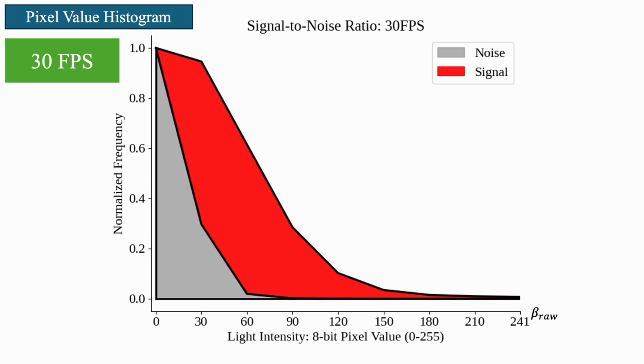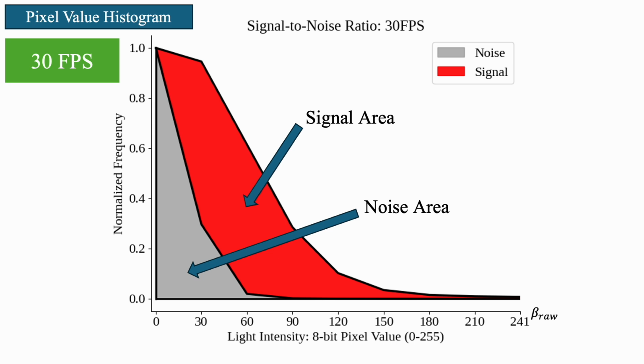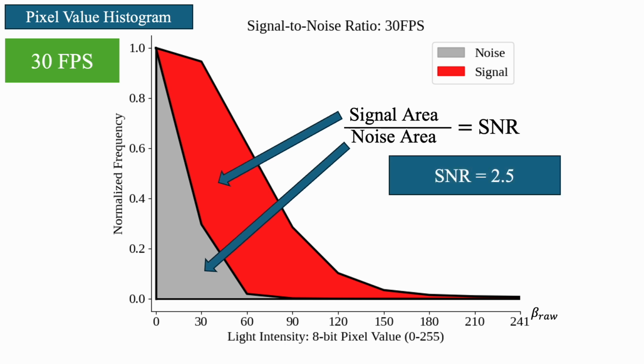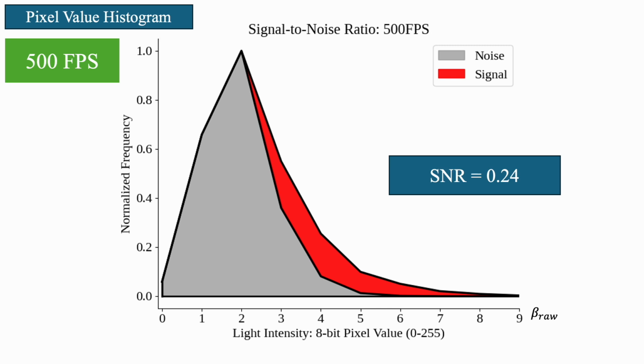Here's a histogram representing the relative frequency of pixel values for a noise video and a signal video. The signal area represents the portion of the video where the flame is present and the pixel values corresponding to the flame. The noise area is the area under the curve of the pixel values of a video with no flame present, meaning it's just the background radiation. We divide the signal area by the noise area to get a signal-to-noise ratio. For the 30 frame per second video, the signal-to-noise ratio is 2.5. Comparing that to the signal-to-noise ratio of the 500 frame per second video of 0.24, we see the signal-to-noise ratio drops by a factor of 10.